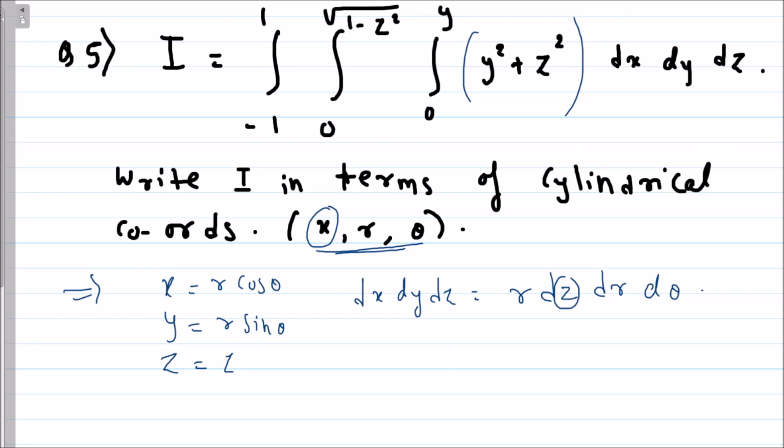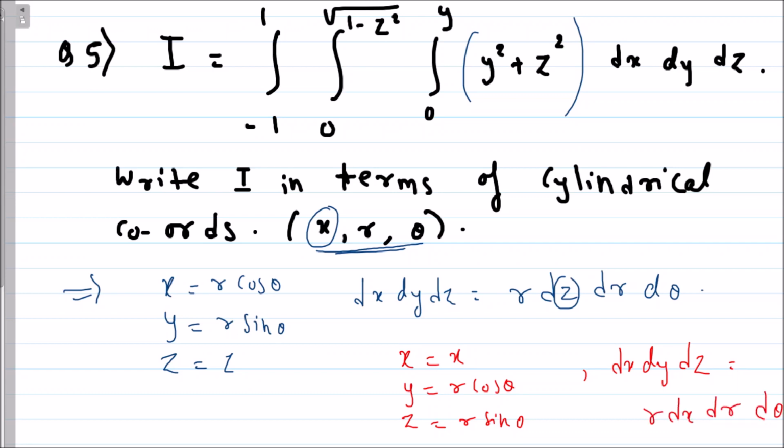Okay, so what you do is you keep your x as it is, you put your y equal to r cos theta, your z equal to r sin theta. Okay, again by the concept of Jacobian, your dx dy dz will be nothing but r dx dr d theta. So that's the one has to be cautious over here.